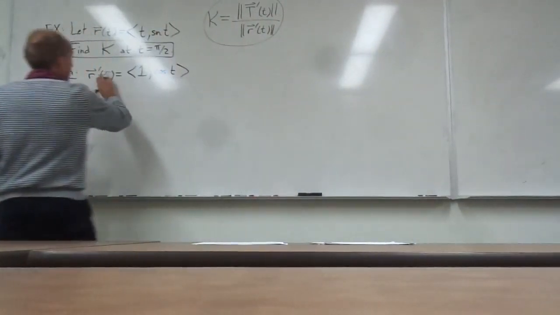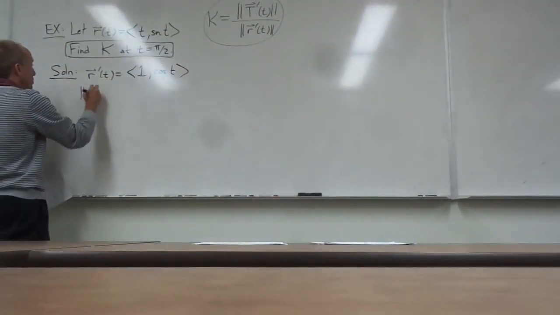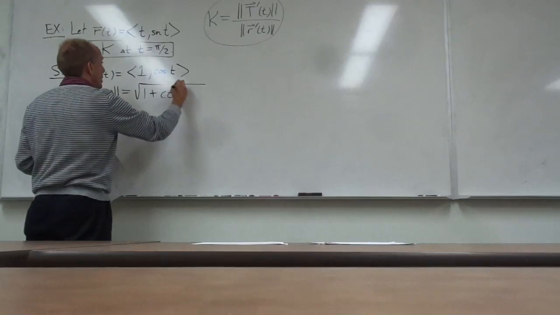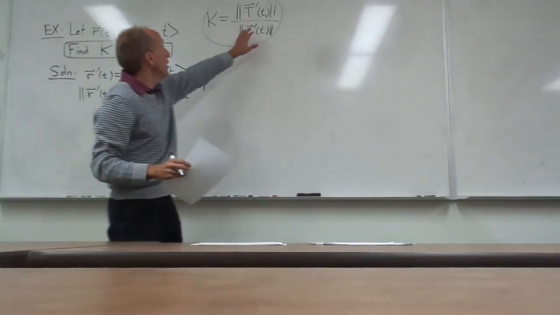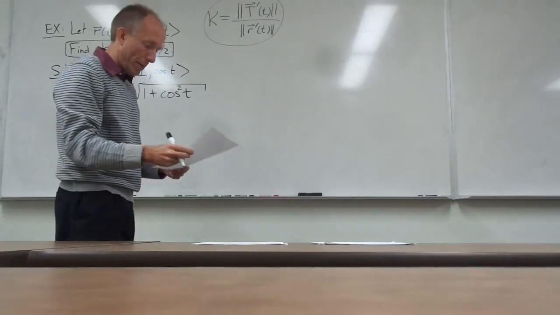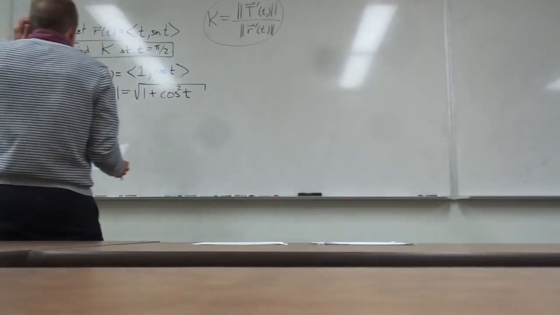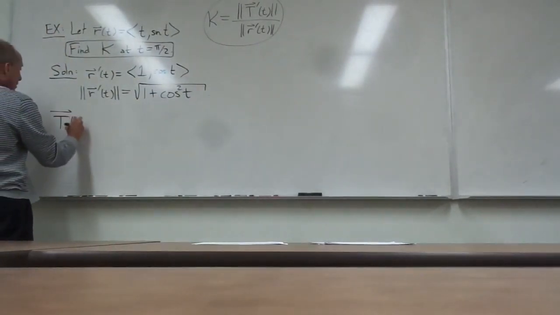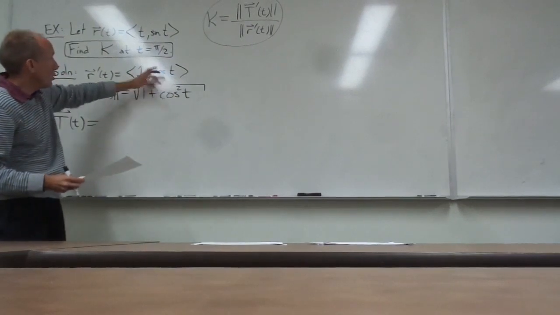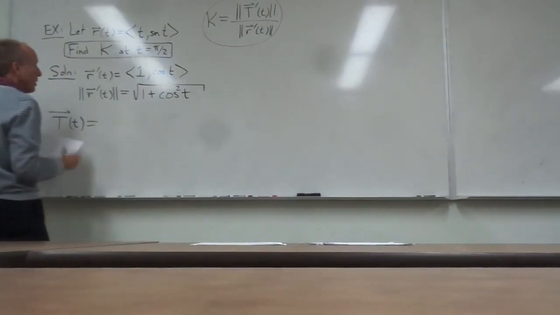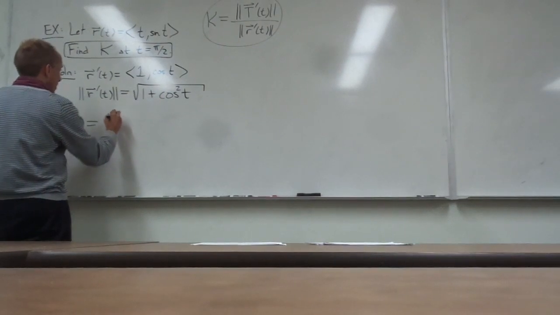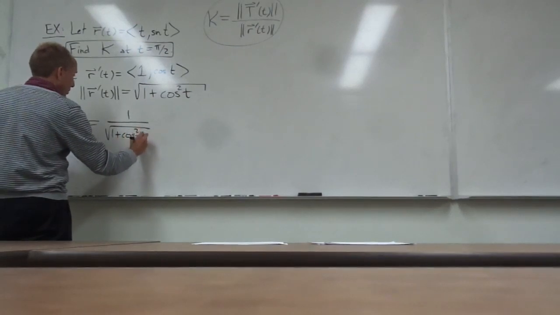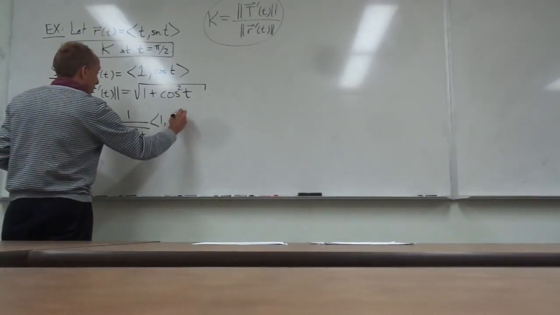So here's my velocity vector. I need to find the speed, so that's just the norm of this vector. That would be the square root of 1 plus the cosine squared of t. And that's on the bottom of this curvature formula that I just derived for you a minute ago. Now let's talk about the numerator. I'm going to have to start by finding the tangent vector. Remember that the tangent vector is just the ratio of these two things. So it's going to be 1 over the square root of 1 plus cosine squared of t, times the vector 1, comma, cosine of t.